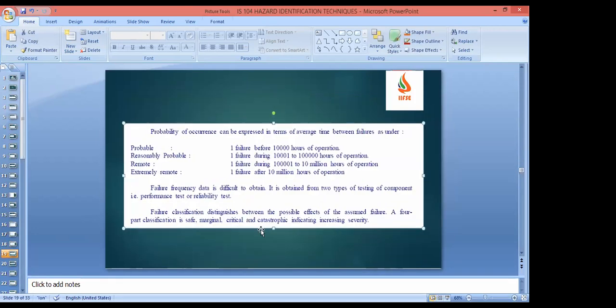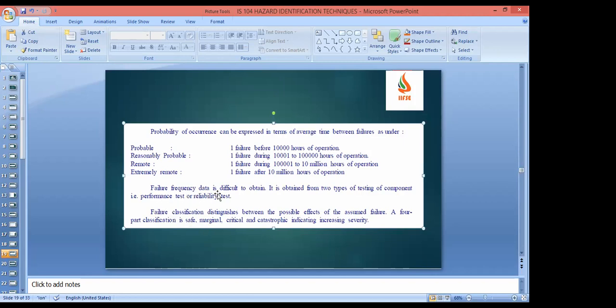To see an example, the probability of occurrence can be expressed in terms of average time between failures. Probable: one failure before 10,000 hours of operation. Reasonably probable: one failure during 10,001 to 1 lakh hours of operation. May be remote, it will happen or not happen: one failure during 1 lakh 1 to 10 million hours of operation. And extremely remote, it is not expected: one failure of 10 million hours of operation. These are the probabilities of occurrence of a repair or a damage.